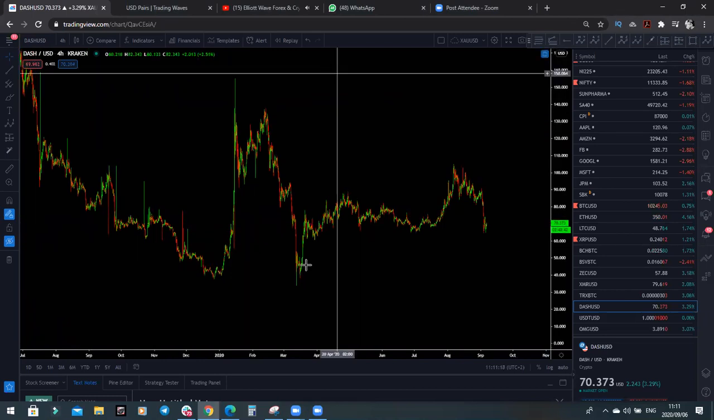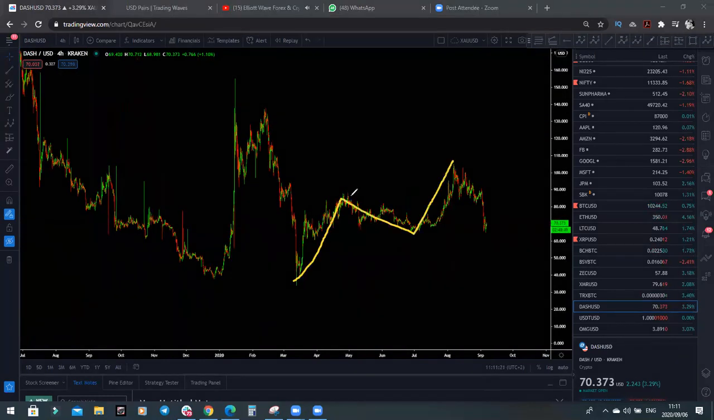As you can see here, we just showed the structure again. 3 waves, you've got that 3 waves. So that's 3 waves down. It's actually 5 waves down. Now you're looking for this one. Could be going for another 5th wave here. Okay, so Dash looking very bearish against US dollar.